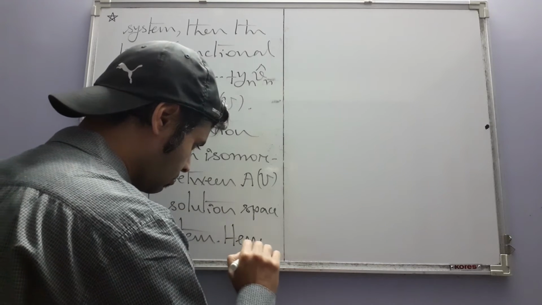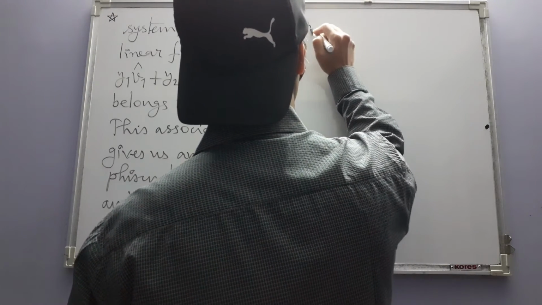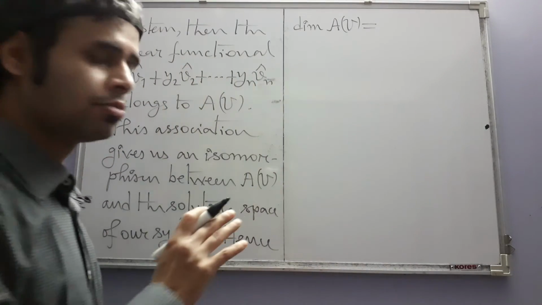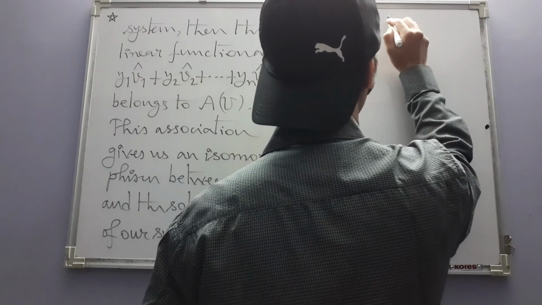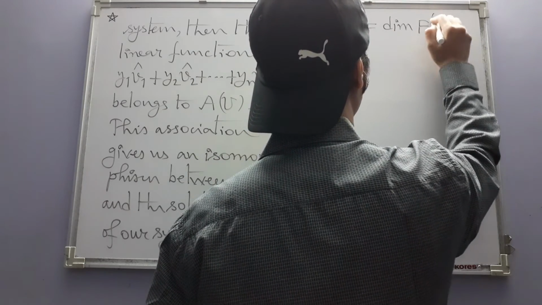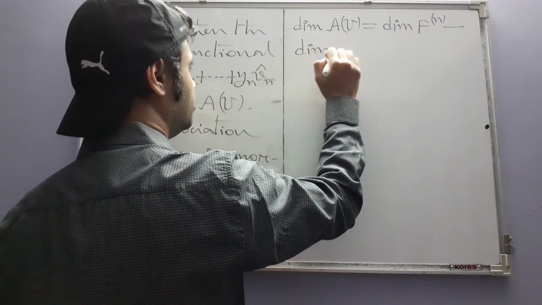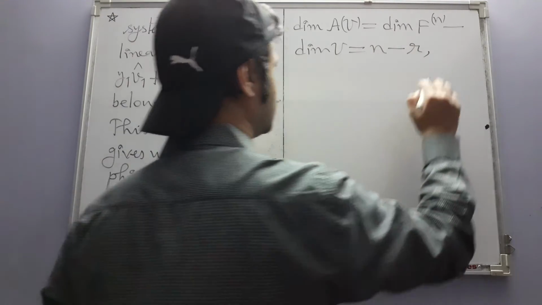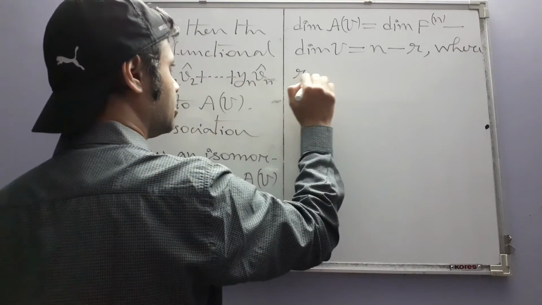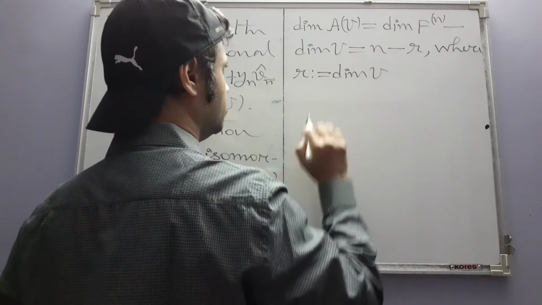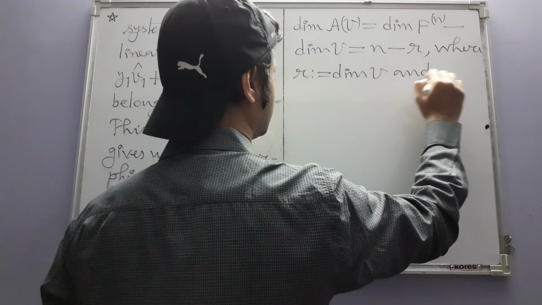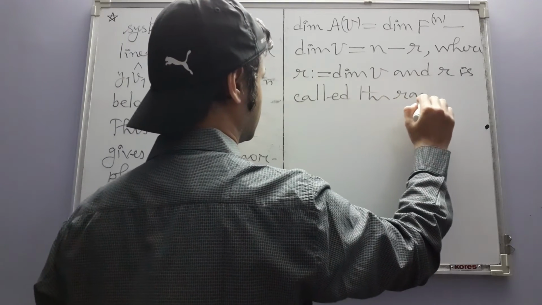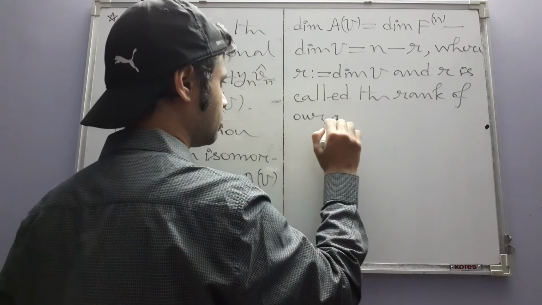Hence, the dimension of A of u is equal to... okay, but now we know what this dimension is. From that theorem, this is equal to the dimension of F^n minus the dimension of u. The dimension of F^n we already know, it is n, and let me call the dimension of u r, and r has a name: the rank of our system.